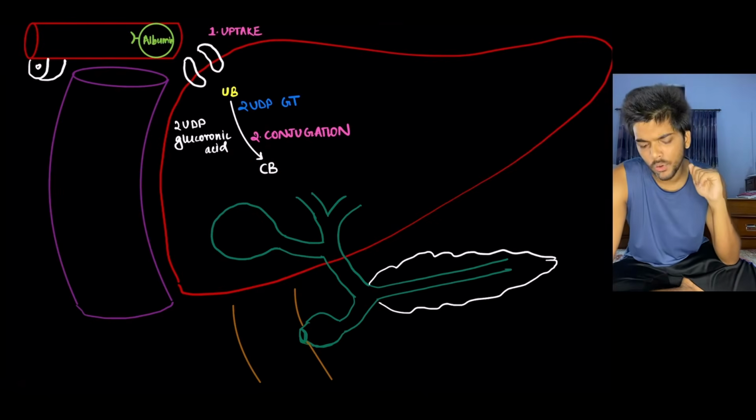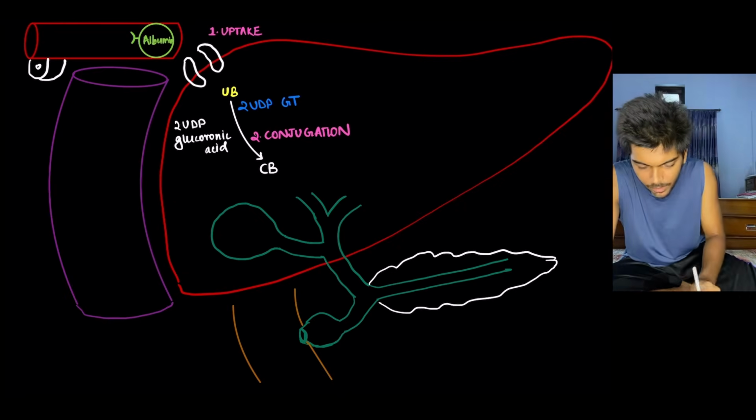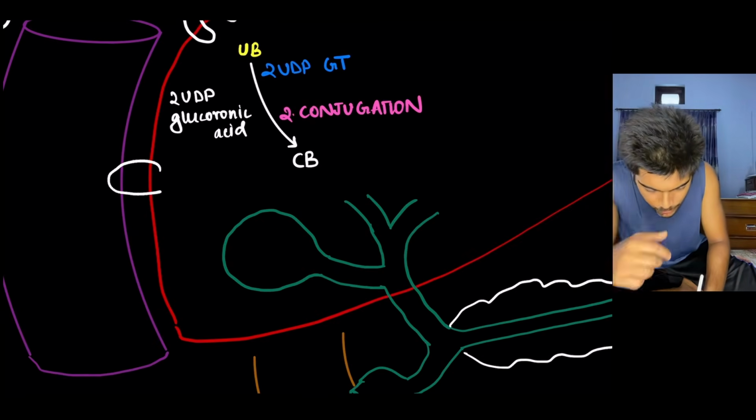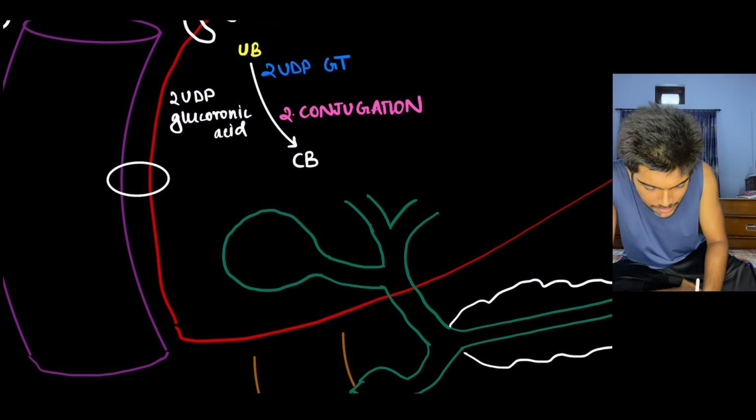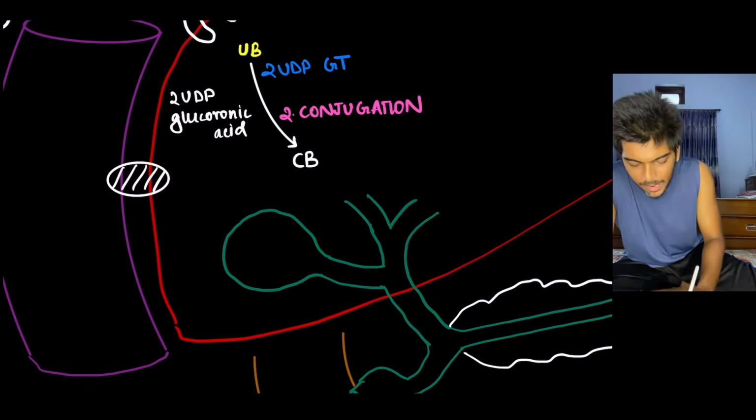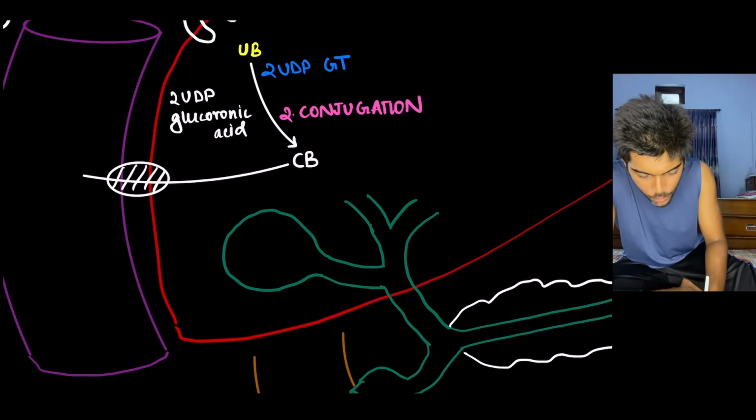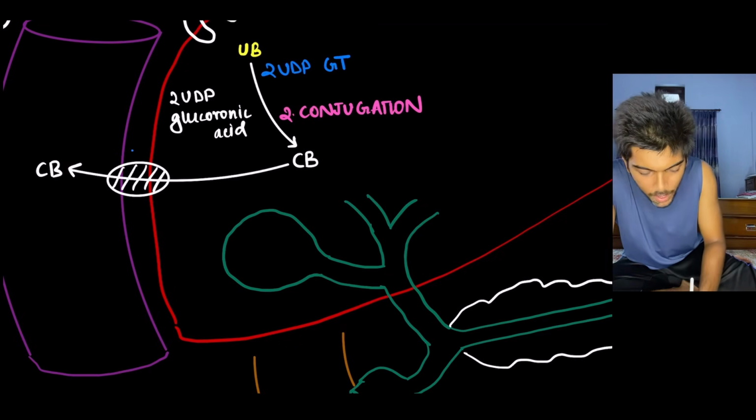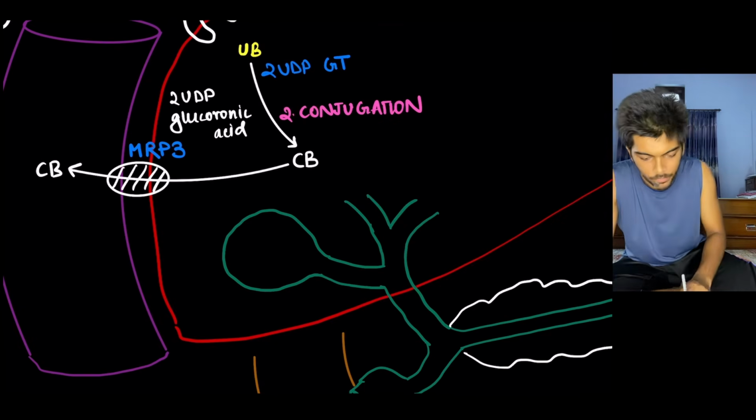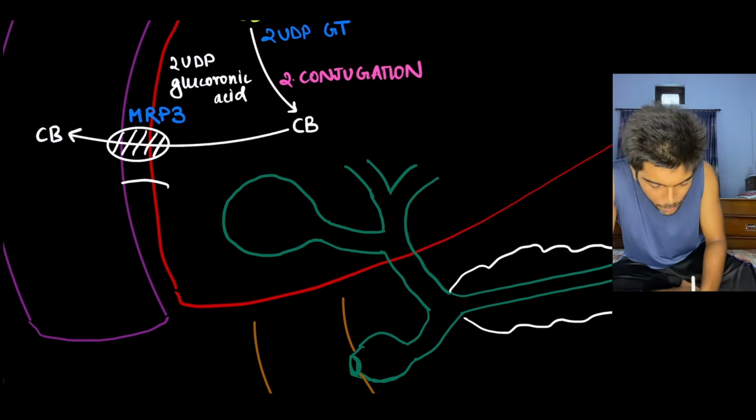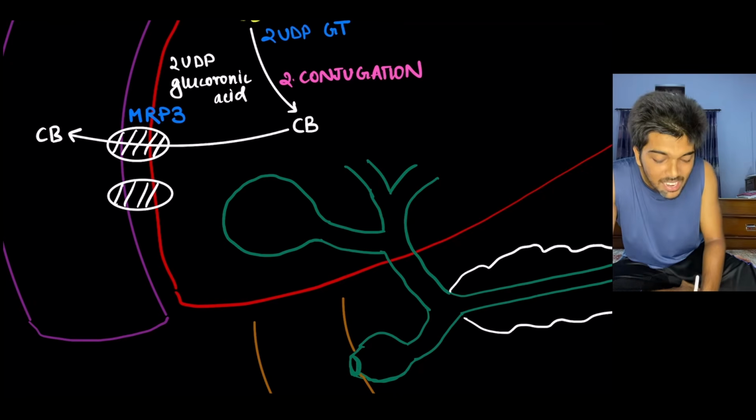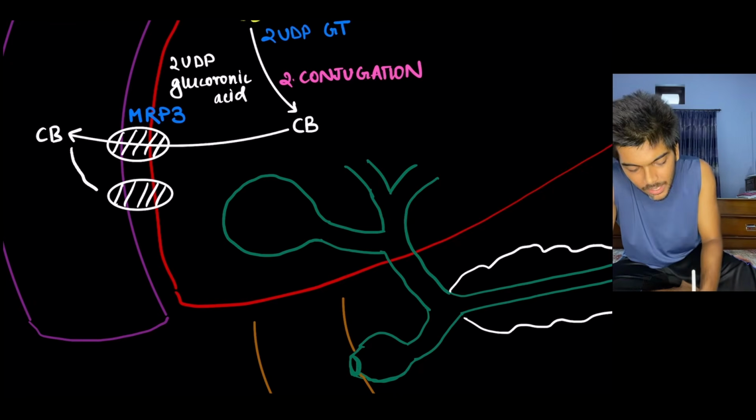This conjugated bilirubin has two fates. Fate number one, it enters into the enterohepatic circulation. Conjugated bilirubin enters into the enterohepatic circulation with the help of multi-drug resistant protein 3. Okay, but then this conjugated bilirubin, which entered enterohepatic circulation, is taken back into the hepatocyte.